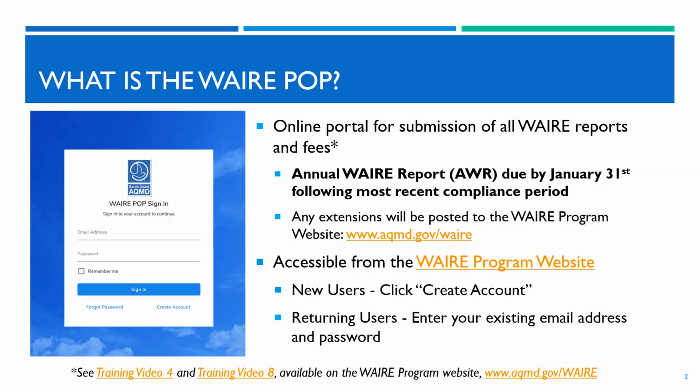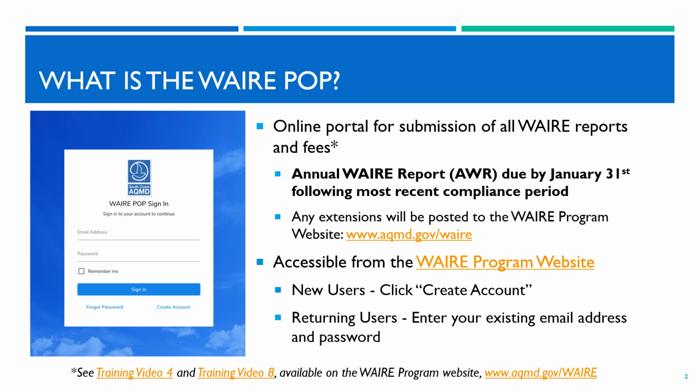What is the WAIRE POP? WAIRE POP is an online portal that warehouse owners and operators will use to submit all required WAIRE reports and fees. WAIRE reports include the Warehouse Operations Notification, also referenced as a WON, Initial Site Information Report, also referenced as an ISIR, and Annual WAIRE Report, also referenced as an AWR. This presentation will go over the WAIRE POP submittal process for an AWR.